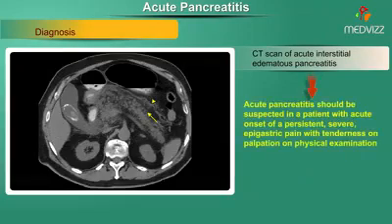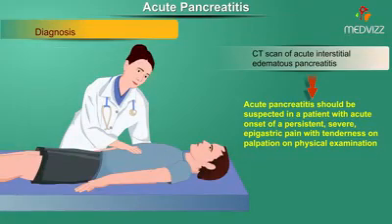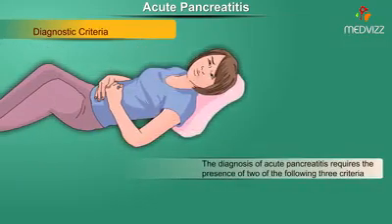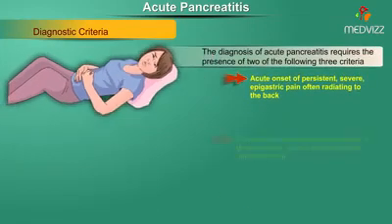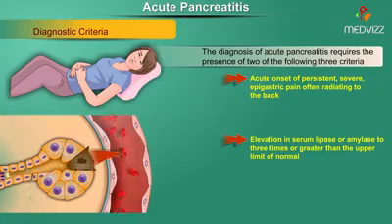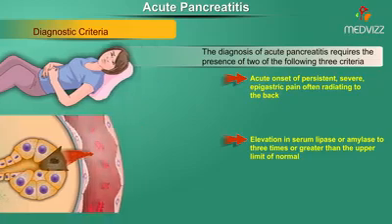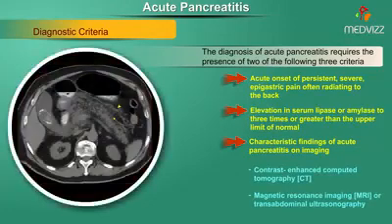Acute pancreatitis should be suspected in a patient with acute onset of persistent severe epigastric pain with tenderness on palpation on physical exam. The diagnosis of acute pancreatitis requires the presence of two of the following criteria: acute onset of persistent severe epigastric pain that is often radiating to the back, elevation in serum lipase or amylase to 3 times or greater than the upper limit of normal, and characteristic findings of acute pancreatitis on imaging, which is a CT or an MRI or a transabdominal ultrasonography.